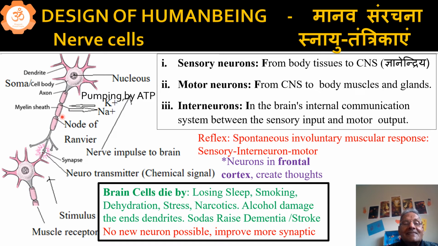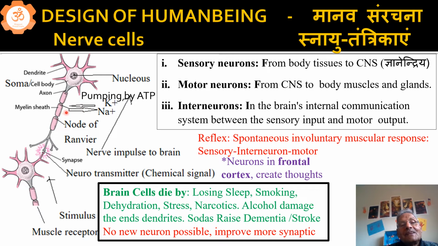In this axon, some myelin sheaths are wrapped around. Myelin sheaths are there, but in between two myelin sheaths, there are nodes of Ranvier. The message is passed on through an electrical and chemical system. If you see here, just see at this place, at the node of Ranvier, the sodium and potassium ions are coming out and going in.